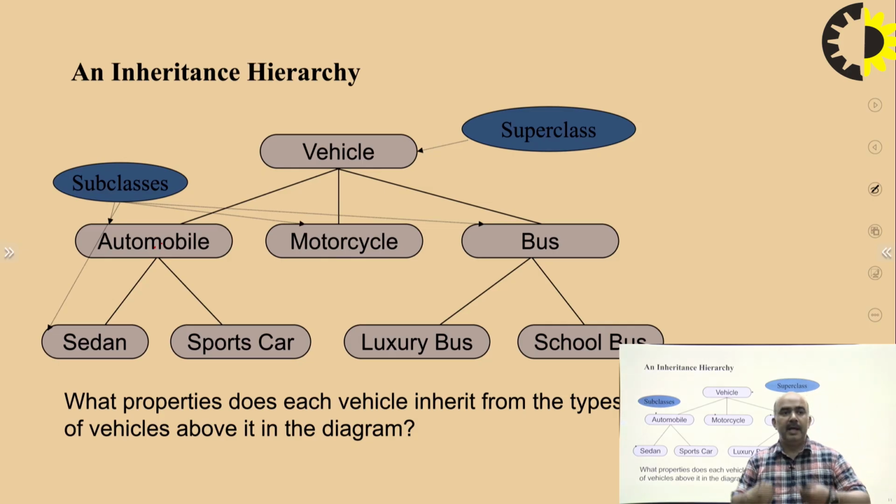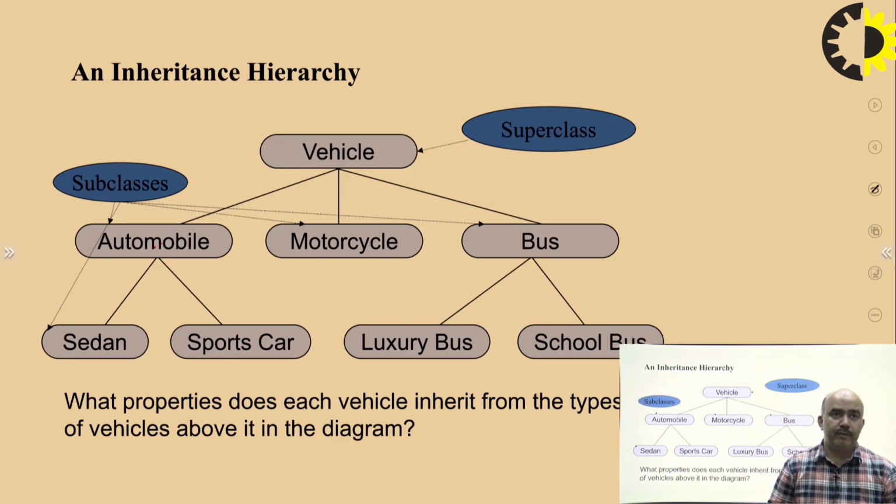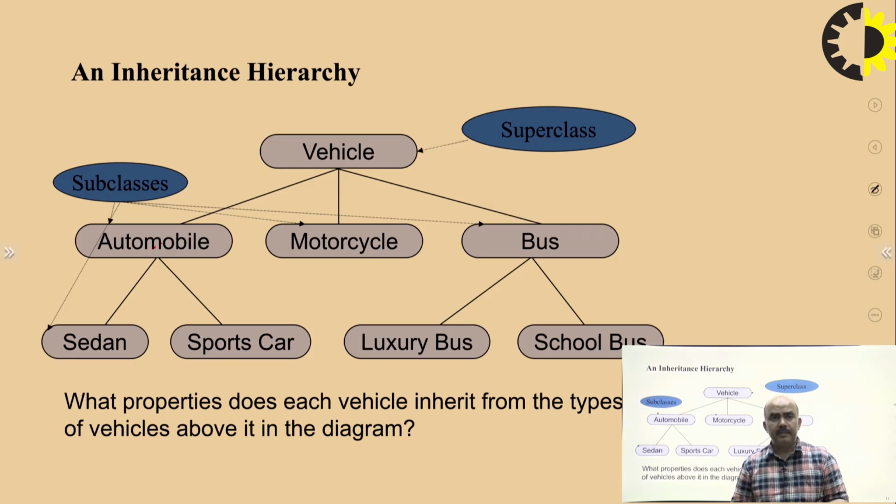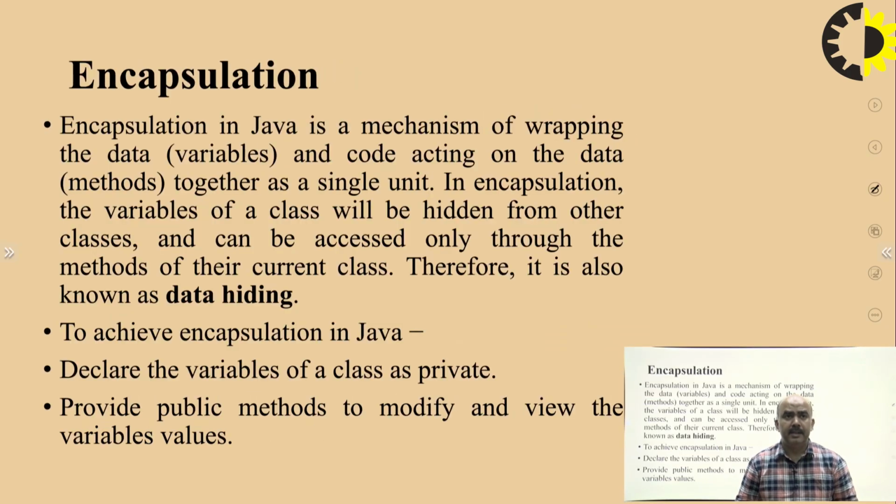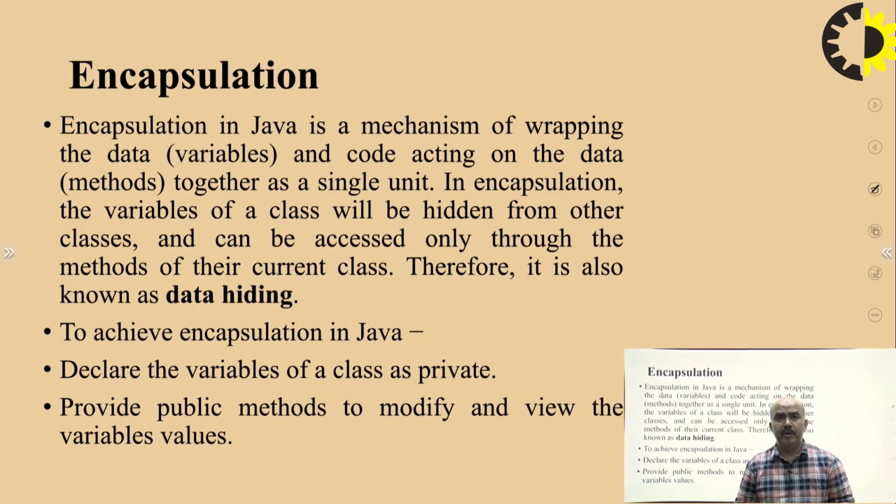So here the properties have been inherited from the main classes. Another important point for object oriented programming is encapsulation.